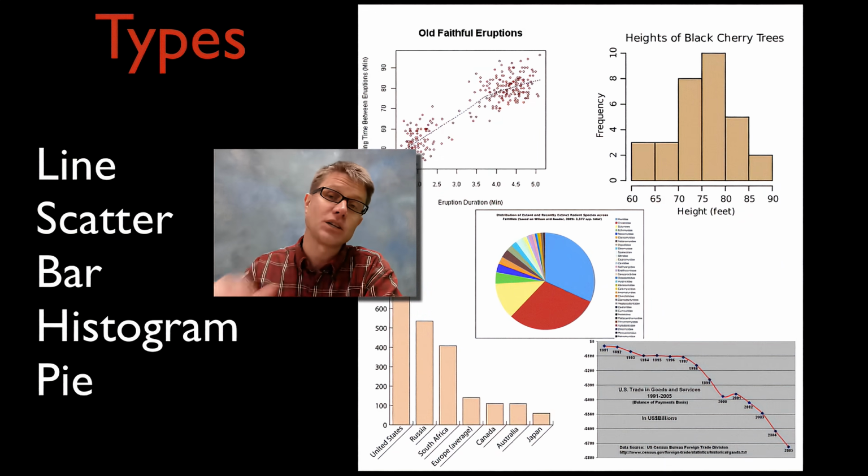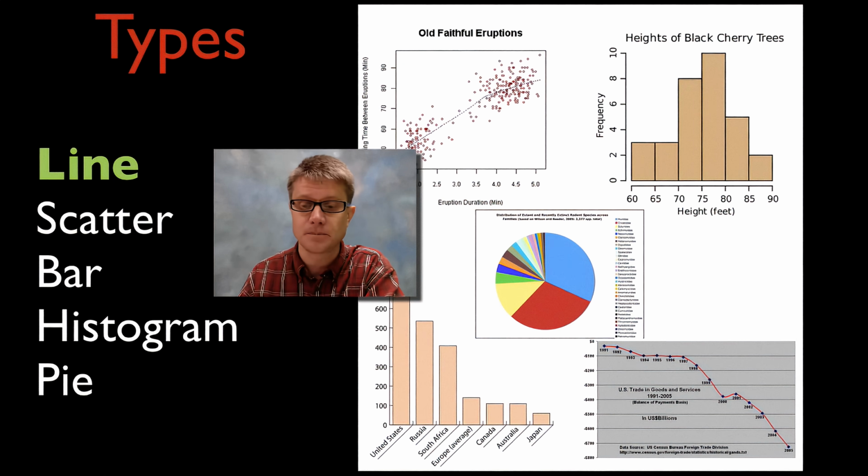And so there are 5 major types of graphs that I'm going to talk about in this video. They are line, scatter, bar, histogram, and pie graph. And so I want to start with a little pre-quiz and see what you know. And so could you right now point to the line graph on the right? Let me show you if you're right. Line graph is going to be that one.